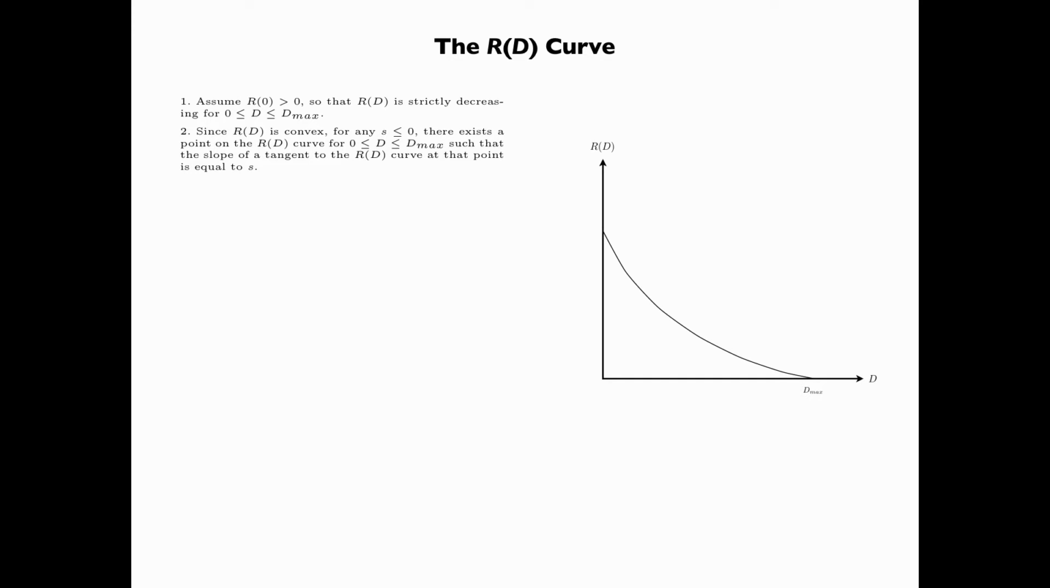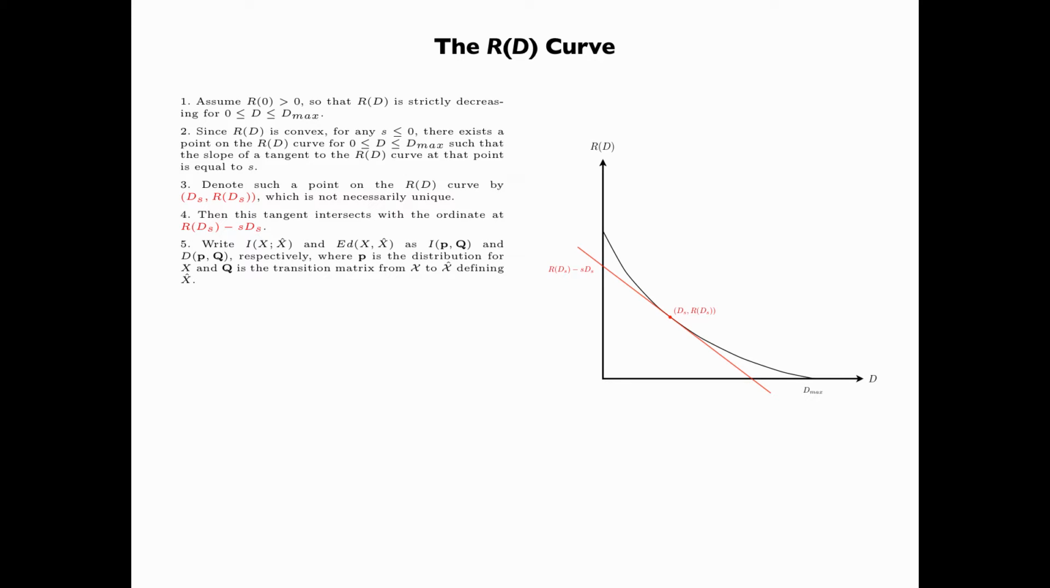Since R(D) is convex, for any s taking a non-positive value, there exists a point on the RD curve for D between 0 and D_max, such that the slope of a tangent to the RD curve at that point is equal to s. Denote this point on the RD curve by (D_s, R(D_s)), which is not necessarily unique. Then it can easily be seen that this tangent intersects with the y-axis at R(D_s) minus sD_s.